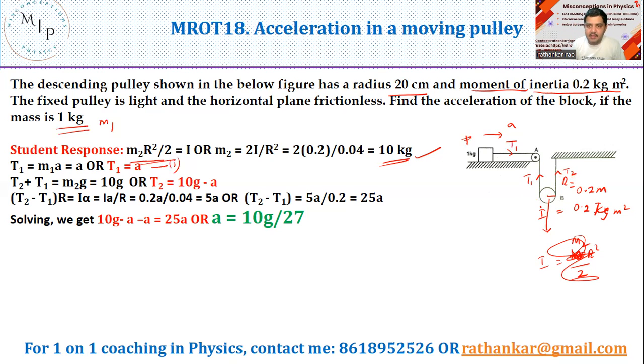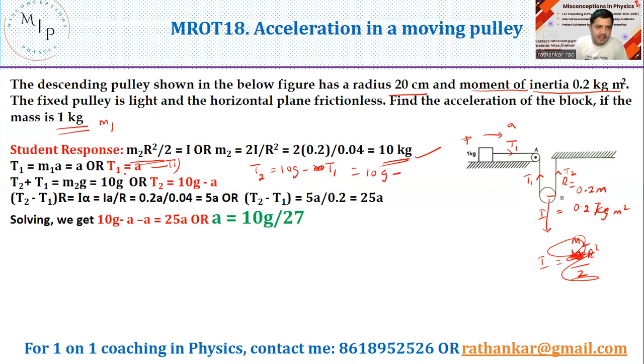Therefore, T1 plus T2 is equal to M2G. Which M2G? M2G is nothing but the mass of this pulley, which is 10 kg. That's why he has taken this. M2 will substitute 10 into G. Let me write it down. I missed the first step. T2 is equal to 10G minus T1. What's the value of T1?